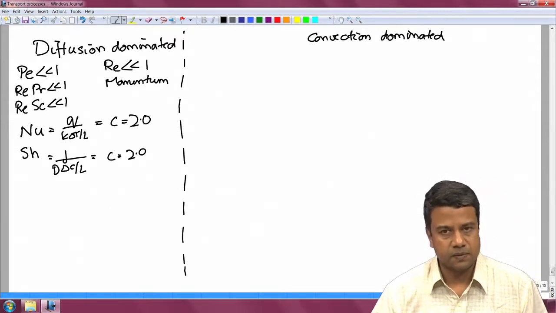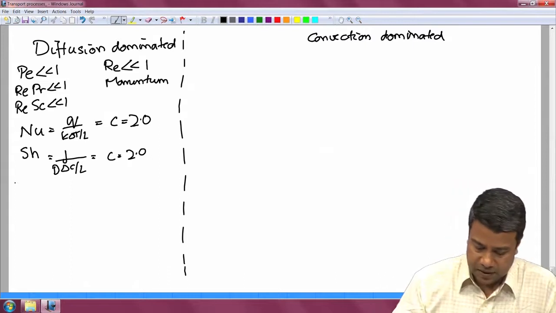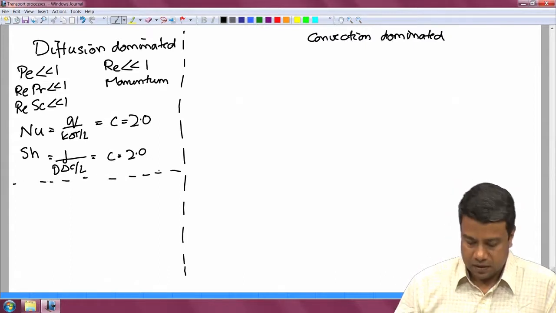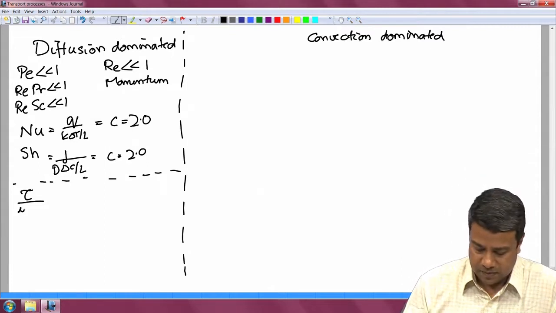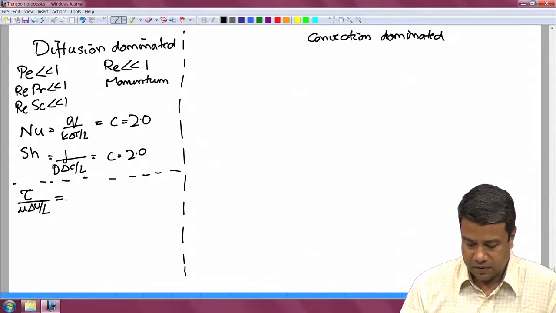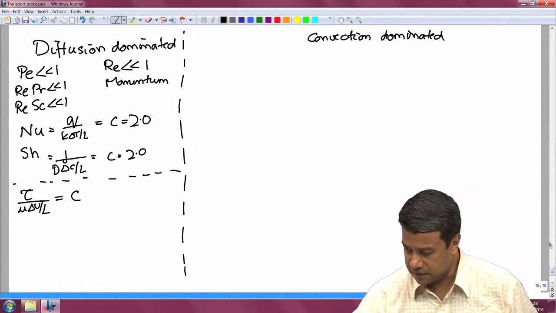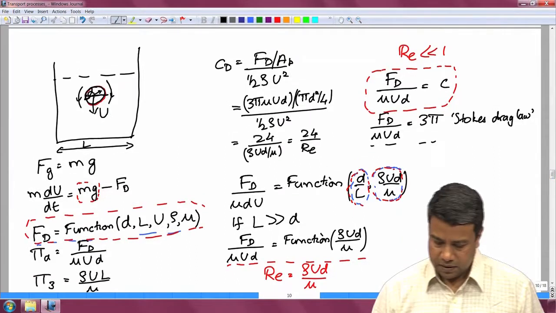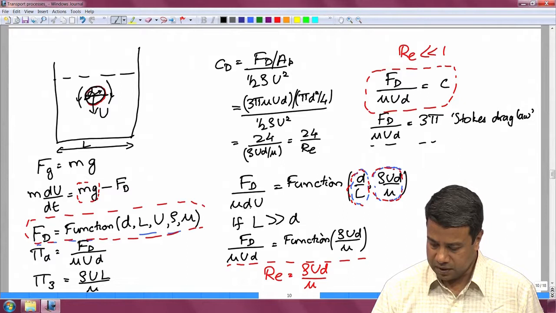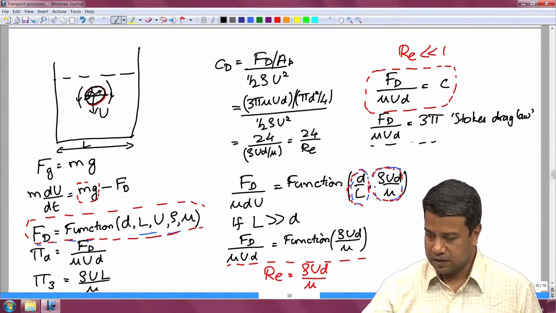Okay. So, in the limit where diffusion is dominant, the Nusselt number and the Sherwood number will all go to constant values. Similarly, in the case of momentum transport, in the limit where the diffusion is dominant, the shear stress, when scaled by viscous scales, mu delta u by L, should go to a constant value. If you recall, when we did the dimensional analysis of the flow past a sphere, I had got the drag force divided by mu delta u to be some function of d by L and the Reynolds number, and I said when the Reynolds number is small, this goes to a constant value. So, this is the Stokes drag law.